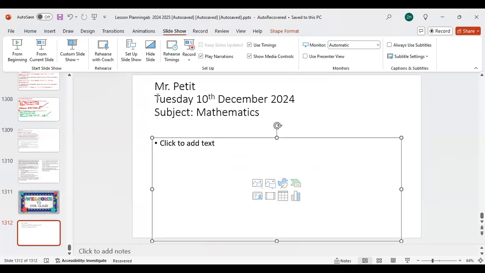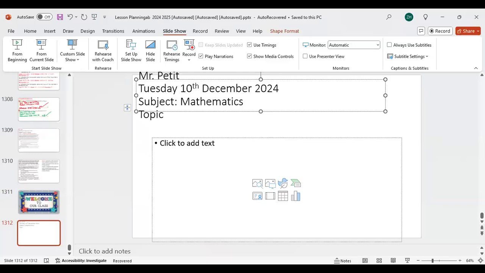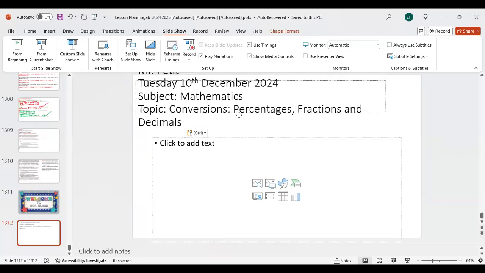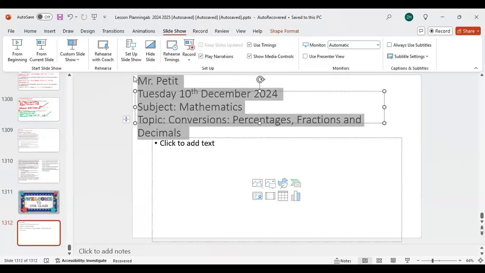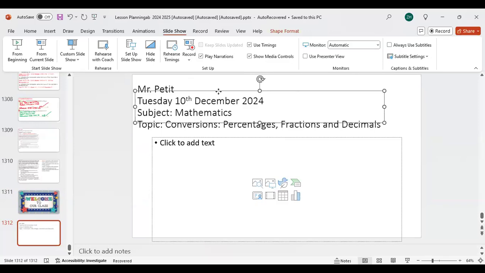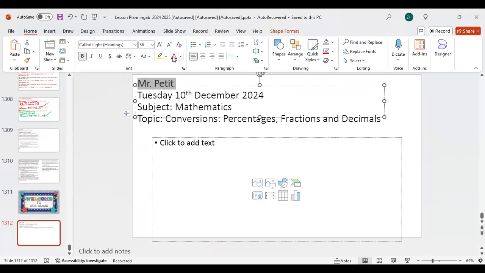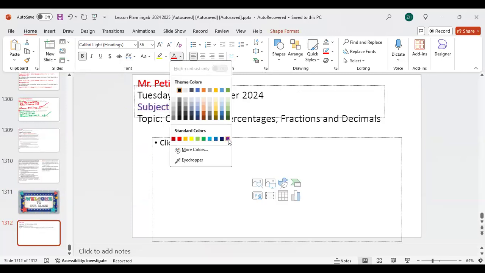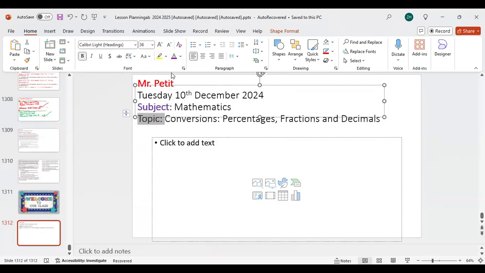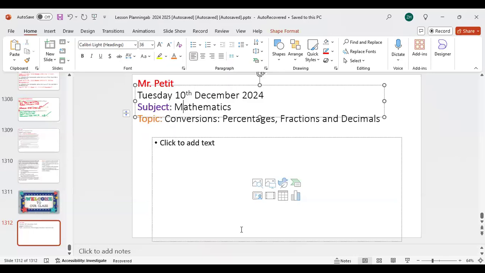So the subject is mathematics. The topic is conversions: converting percentages to fractions, fractions into decimals, decimals into fractions and percentages, and all of that good stuff. Y'all have done that before, right? Inside school or somewhere. Have y'all done conversions before?